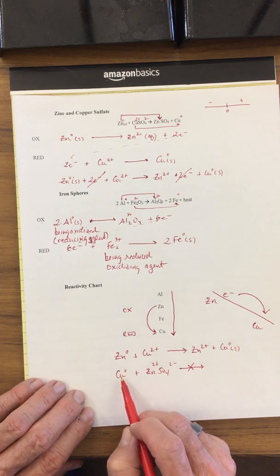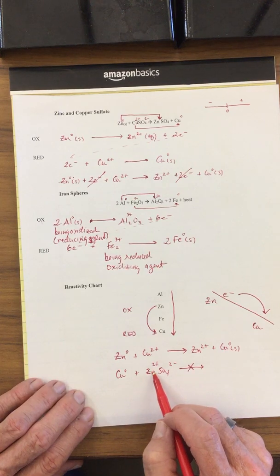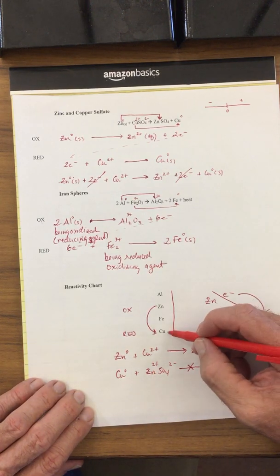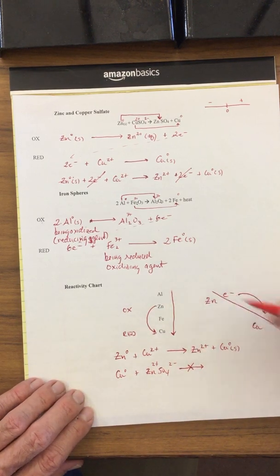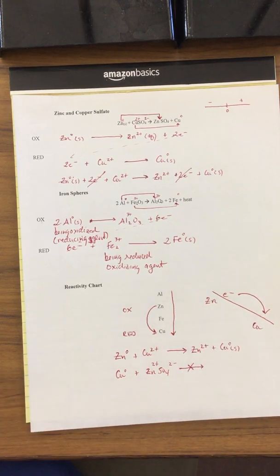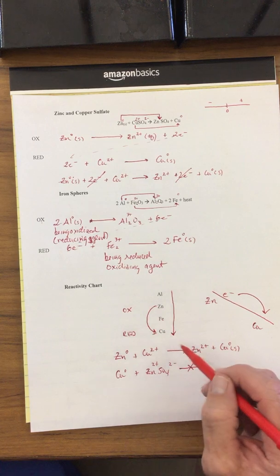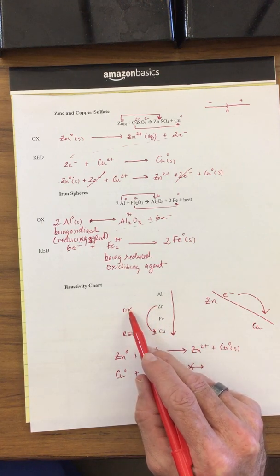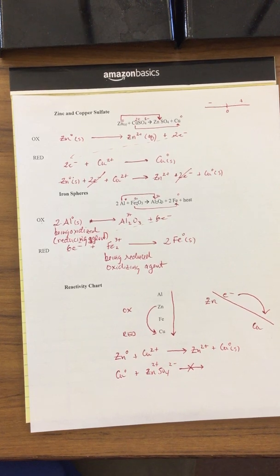Because in order for this reaction to occur, the copper would have to transfer its electrons to the zinc. But copper can't transfer it to the zinc because the zinc is higher on the reactivity chart. It's higher on the hill. It naturally can't go to that higher state. So naturally, this reaction occurs in this direction. It goes down. This is what's being oxidized. This is what's throwing the electron. This is what's receiving the electron.